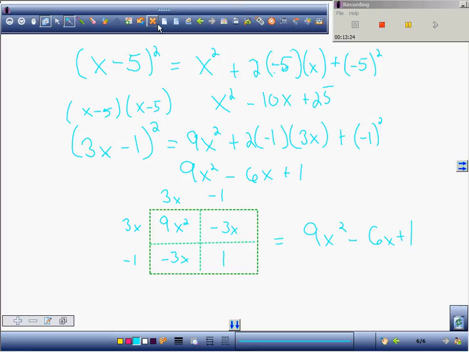Now, this is kind of good if you want to be smart and impress your friends. I don't have any friends either, but say you wanted to do 51 squared, and you say, I could do that in my head real quick, okay?